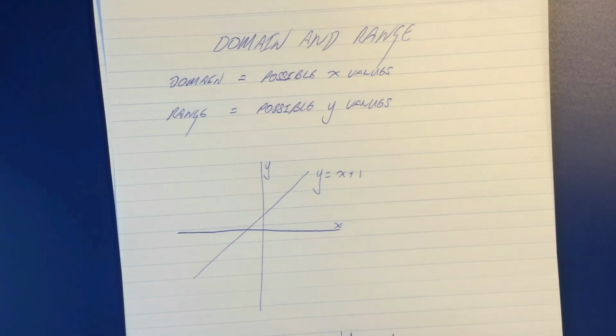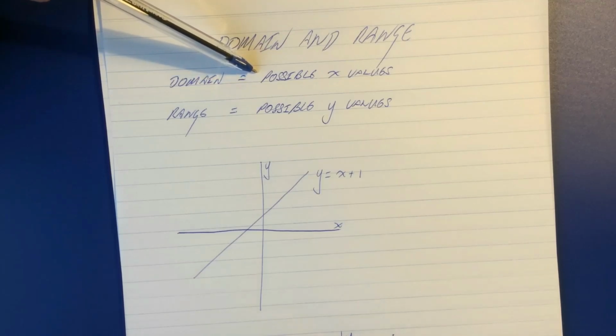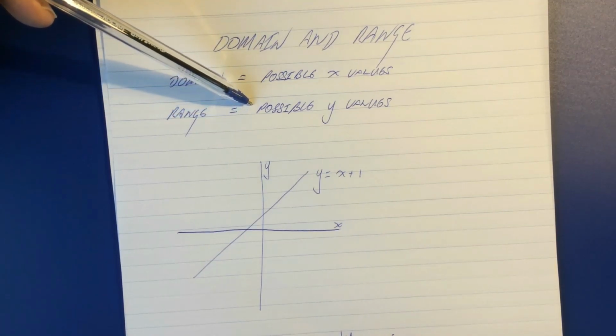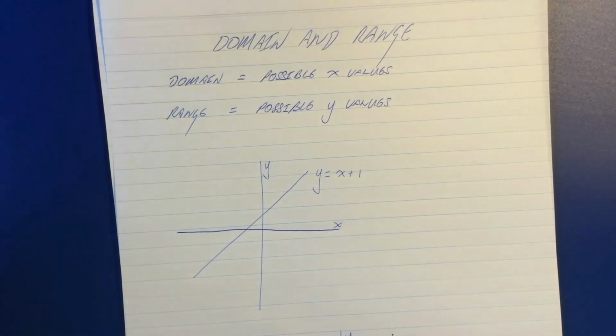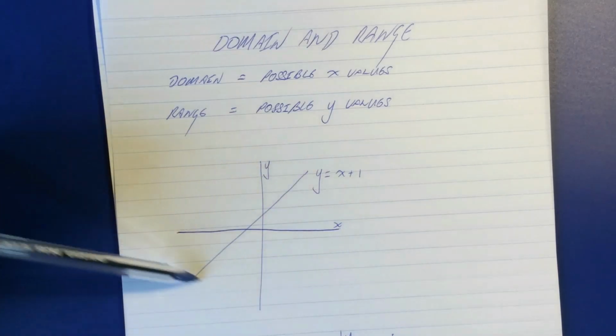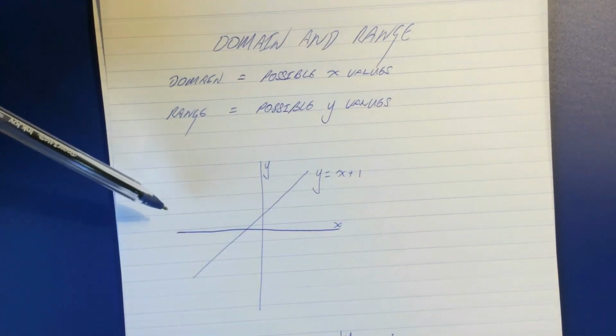Now, a good starting point is to say that the domain of a function is equal to the possible x values of that function. And the range is equal to the possible y values of that function. Now, what does that mean? Well, let's take a look at a linear function here, y equals x plus 1.